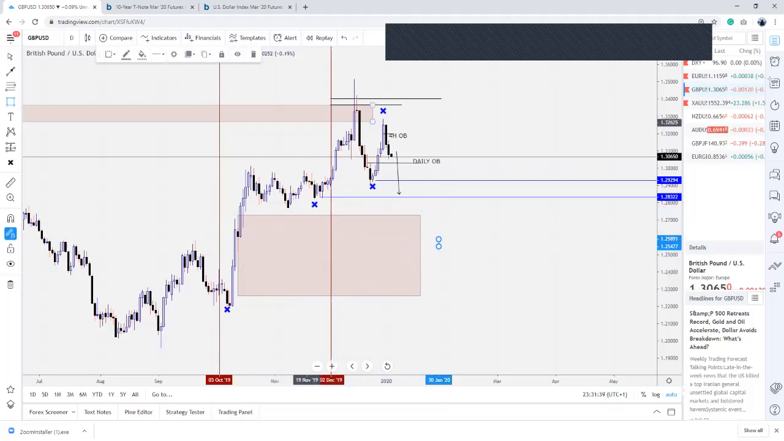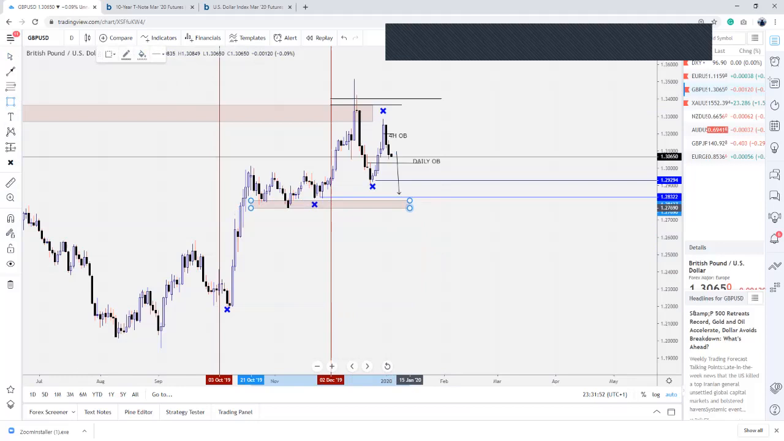And the reason why I would like to see the market get down to that level is because I feel there's going to be lots of sell orders resting below this level. So there's going to be massive sell liquidity just below this level. So there are lots of reasons to expect the market to get down to this level.